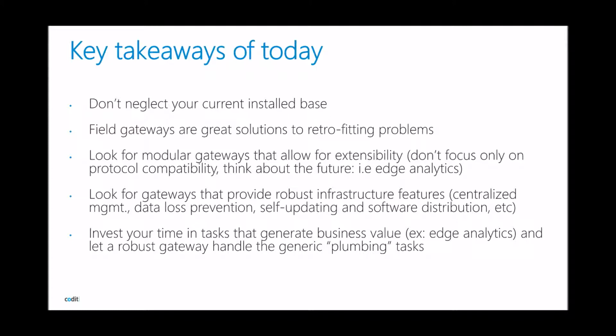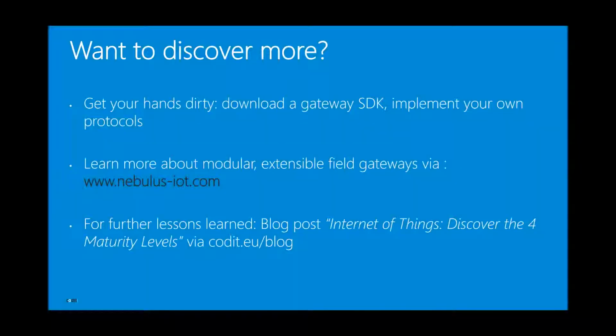And don't only focus on protocol compatibility and protocol extensibility. Look at also having the capability to extend the gateway with things like edge analytics. Look for gateways that provide robust infrastructure features like centralized management by an API layer, that allow you to prevent data loss in terms of transient network failure, for example. They give you the opportunity to distribute software from a central cloud location over to the field. Invest your time in tasks that generate business value instead of investing your development team's time in trivial infrastructure topics.